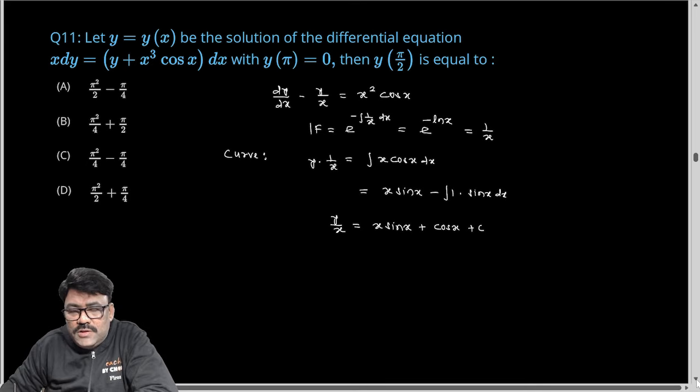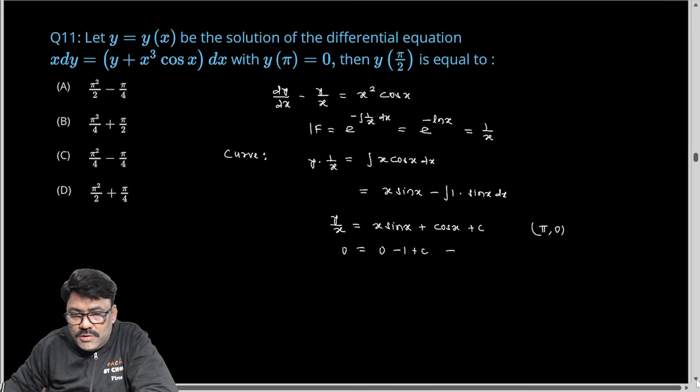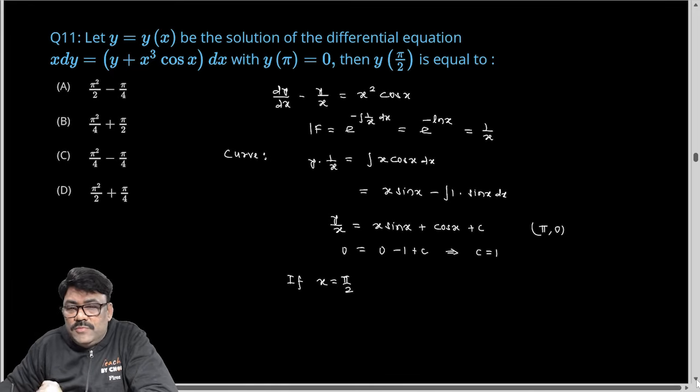This is your curve. Now they are saying that this curve is passing through pi comma 0. Y pi 0 means if x is pi, y is 0. So put x is equal to pi, y is equal to 0. So it will be 0. X is equal to pi, it is 0. Cos pi minus 1 plus c. So c is 1 actually. Then they are asking y pi by 2. Means if I put x is equal to pi by 2 here, what will be y? So if I put x is equal to pi by 2, y will be what? Just cross here. So y will be pi by 2.